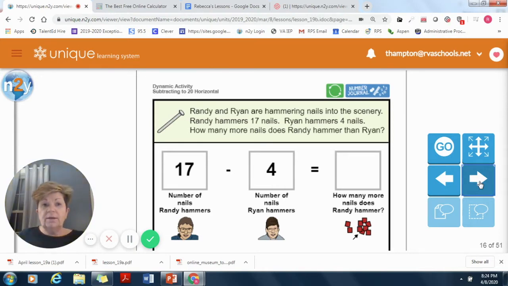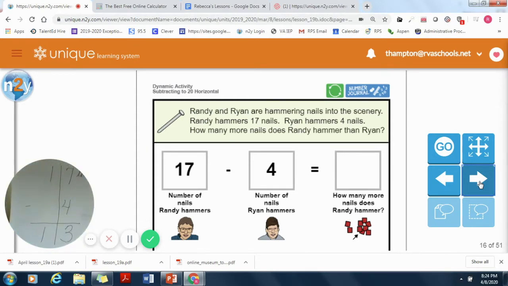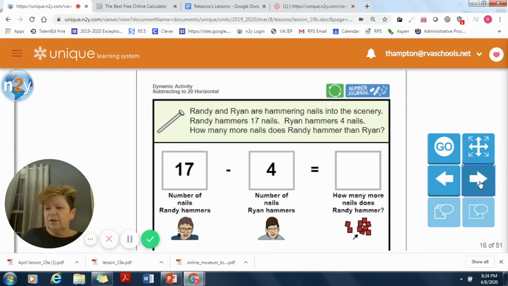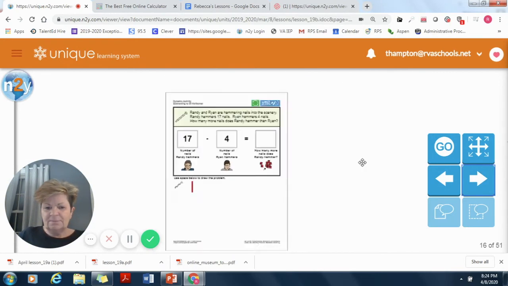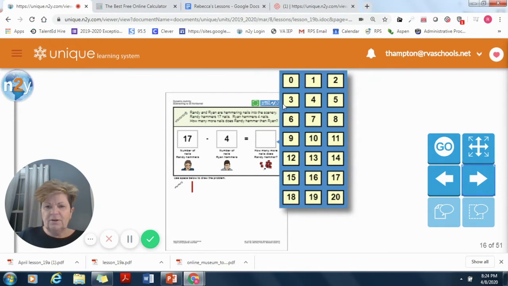And then 1 minus nothing is 1. Very good. So what is our answer? 17 minus 4 equals 3. Very good. All right, let's put our answer in. Find our number 3.